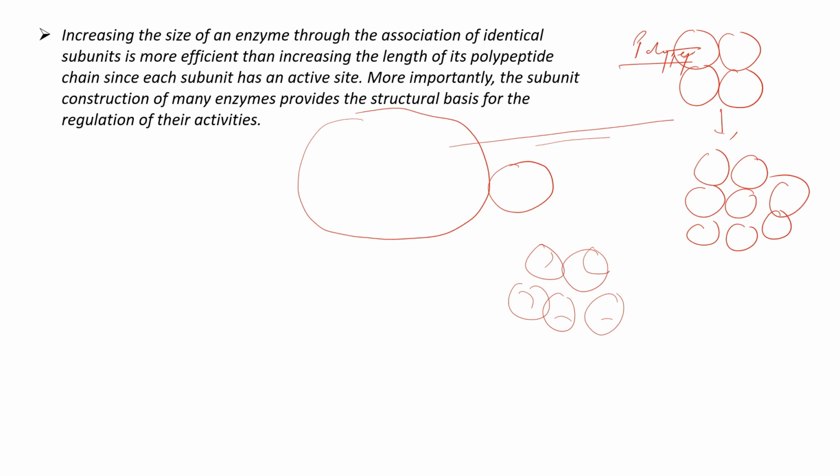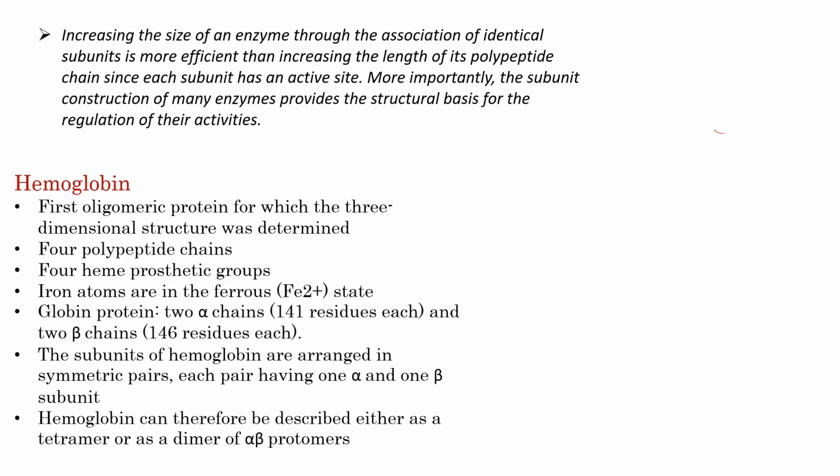But here it is only one subunit, so it will have only one active site. No matter how long we make the polypeptide or the subunit, it is still one subunit, and therefore it will still have only one active site. So if we increase the number of subunits, the number of active sites will increase and the protein can function more efficiently. Now, the example of hemoglobin.